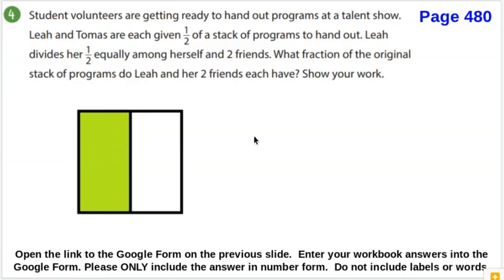Again, it's now time for you to push pause on the video, head over to your Google form, and please complete the problems that go along with this story problem. When you are done, come back and push play, and again, I'll go over the next problem with you.